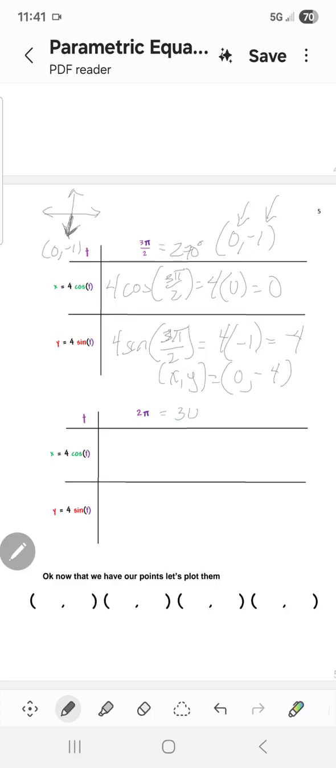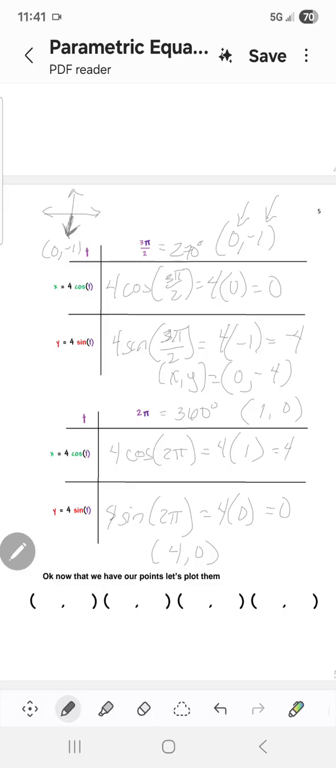2 pi, which is 360 degrees. We're back at the 0, if you will. 0 degrees, 0 radians. It's the same location, but you've gone around one time. So we're at 1, 0. So 4 cosine 2 pi is going to be 4 times 1. That'll get you a 4. And 4 sine of 2 pi is 4 times 0, which gets you 0. So that means I'm back to 4, 0.